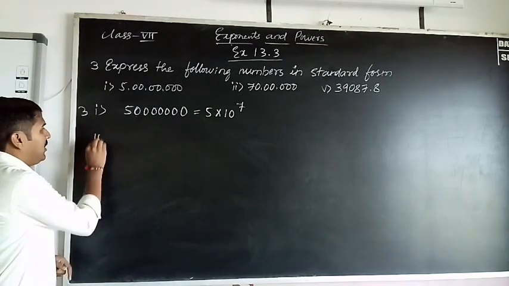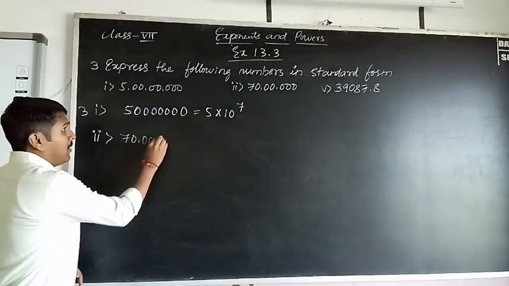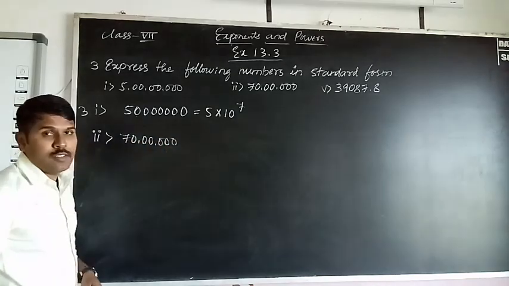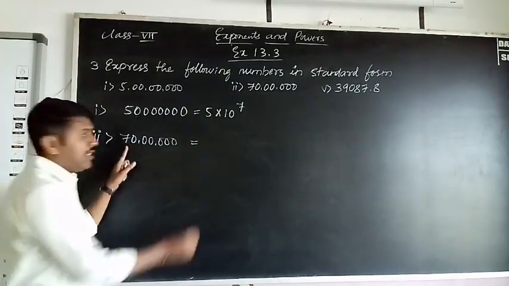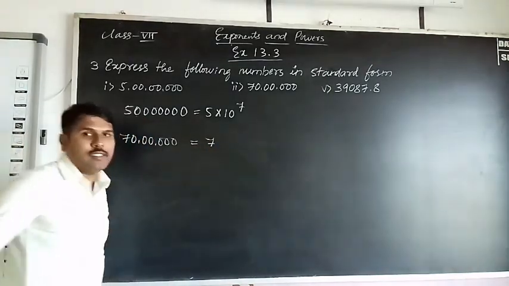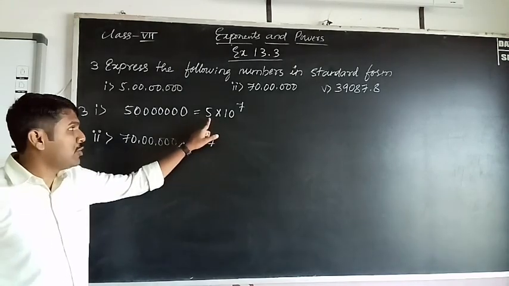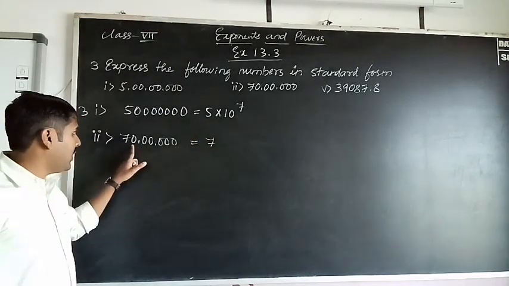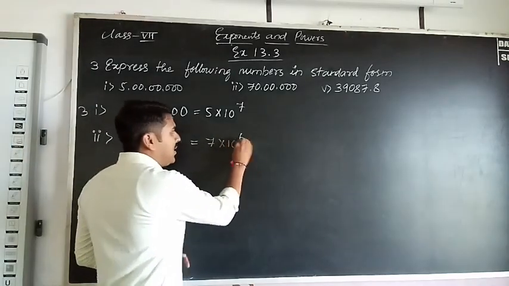Next, the big one. 70 lakh. So you should write only one digit. 7.0 means 7 only, isn't it? That's why I have written here 7. Here also I have written 5. So 7 into, total how many zeros? 6. 10 raised to 6.